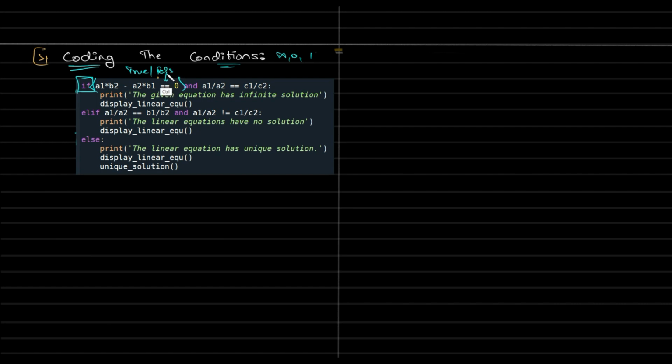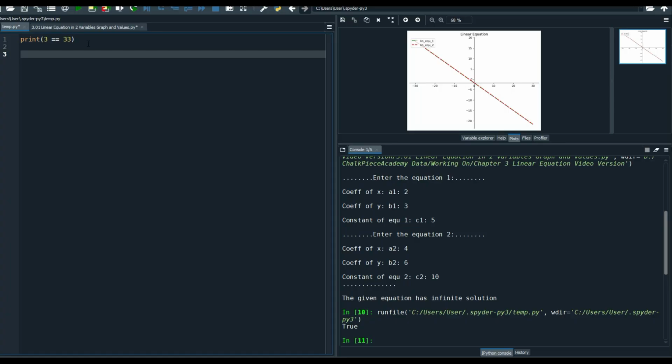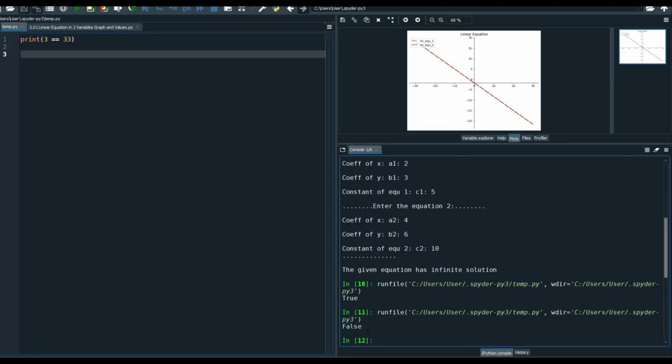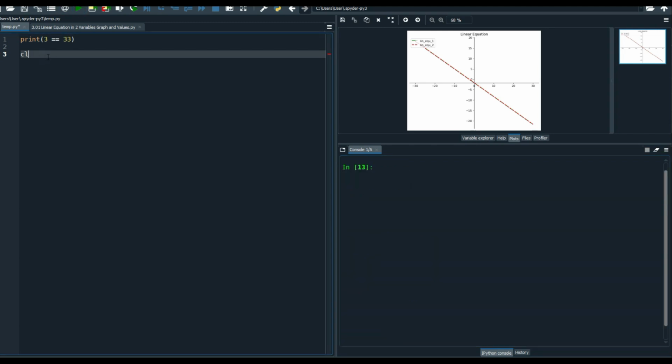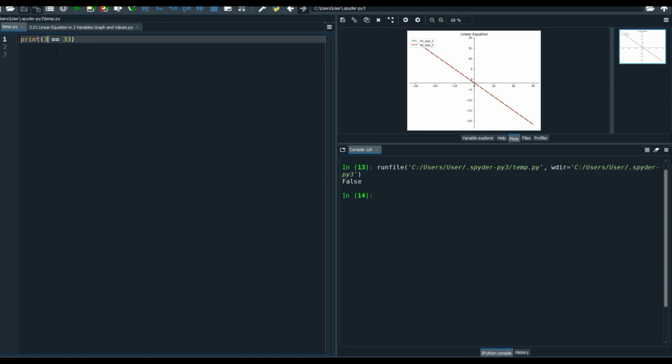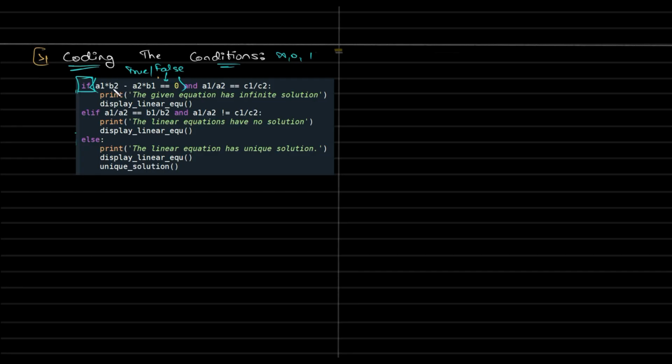So we're looking at 3 being equal to 33. Obviously the answer is false. Let me not confuse you guys, right? False. What if I make this 33 as well? Then we'll get true. So now basically we're looking at a statement being equal to 0. This will give true or false.